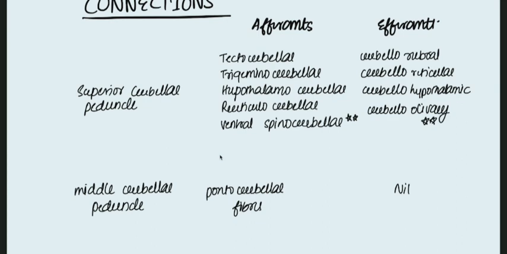All efferent fibers through the superior cerebellar peduncle will terminate at nuclei at the level of the midbrain or at a level above it. For example, the cerebello-rubral tract will terminate at the red nucleus of the midbrain. The cerebello-reticular tract will terminate at the reticular nucleus in the midbrain. The cerebello-hypothalamic tract will end at the hypothalamus. Again, an exception to the general rule is the cerebello-olivary tract because it is terminating at the inferior olivary complex, which is located in the medulla.